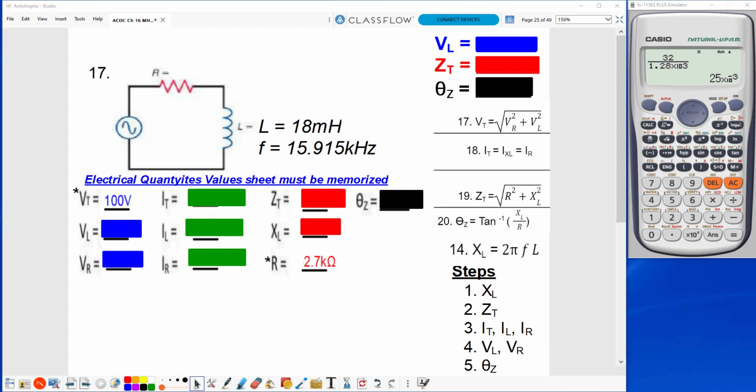In this video, I'll be calculating the inductive AC values from the Chapter 16 math handout problem number 17. The type of problem that we have here is called a resistive inductive complex circuit. So let's look at the Chapter 16 math handout to see what values we have there.